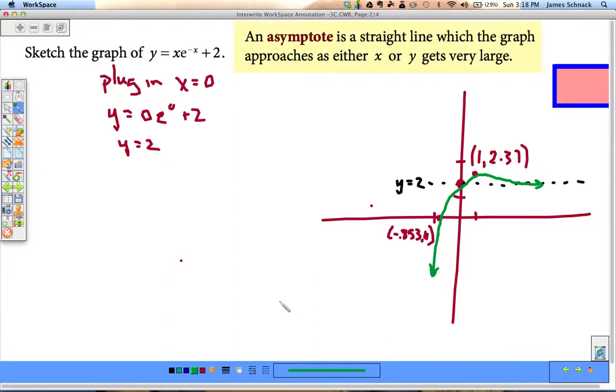A thing to take away from this is that graphs can cross asymptotes. When we say that it never touches the asymptote, we're talking about what's happening as x gets really, really big or really, really small. So there's our sketch. We've got our important features labeled. We're ready to go on to the next graph.